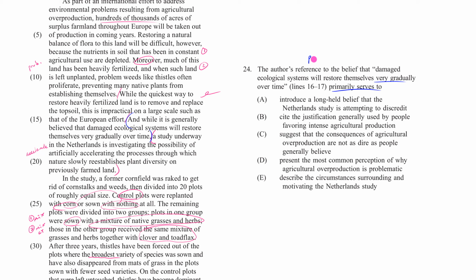This is a function, purpose, in context question. Right? Function or purpose in context. You've got to look at it in context. It's in relation to this statement, that this statement is here. Why are we told that in nature it happens very slowly? It's to tell us why the Netherlands people are doing this study after all.